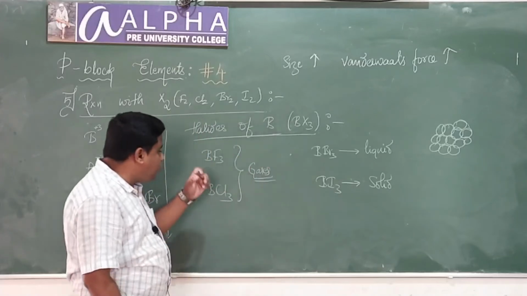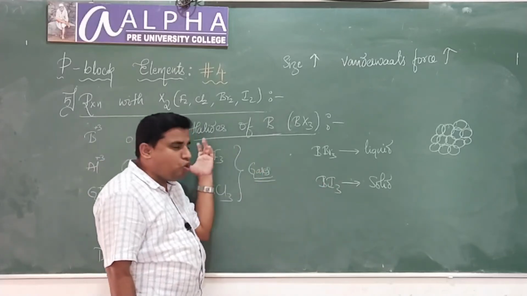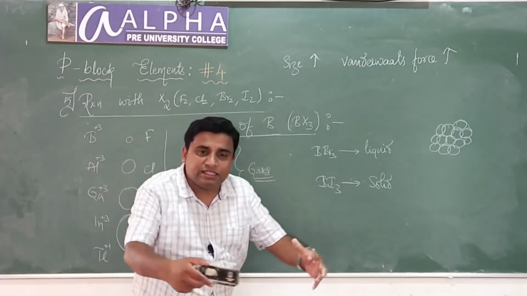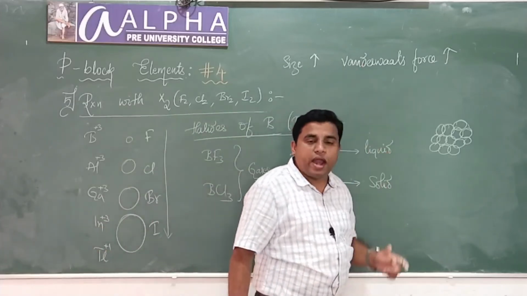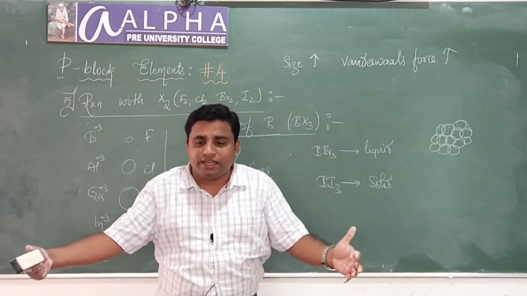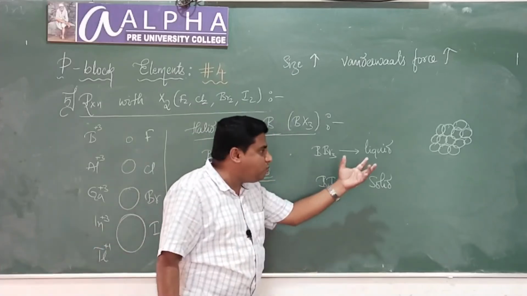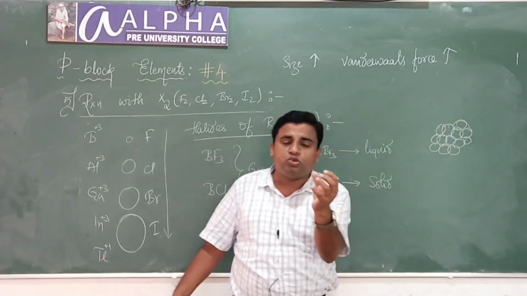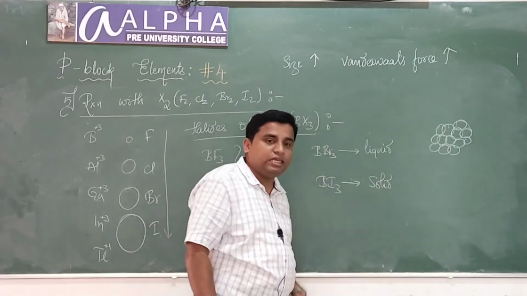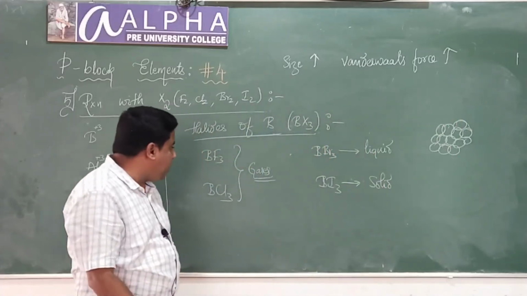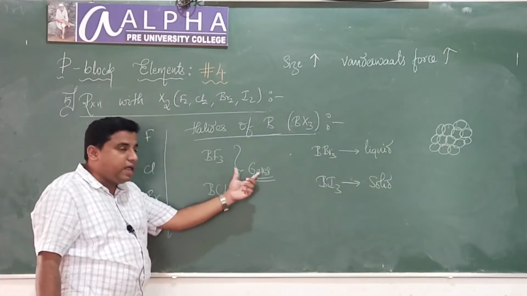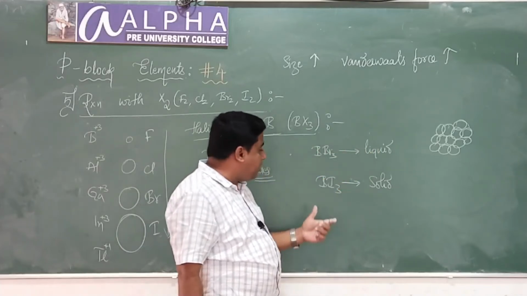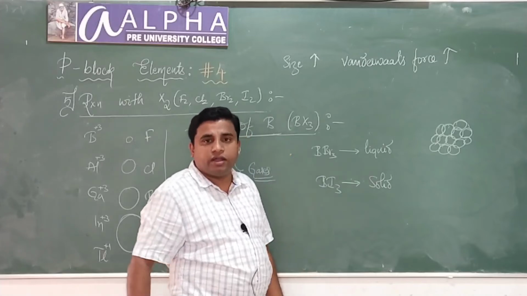So here also, as we go from fluorine to iodine, boron is common, no doubt in it. But as we go from fluorine to chlorine, size increases. As the size increases, van der Waals force increases. As the van der Waals force increases, all the boron triiodide molecules will come closer and closer. When all the molecules are close to each other, what do you call that state of matter? Solid. Understood? So that is why boron trifluoride and boron trichloride are gases, whereas boron tribromide is a liquid and boron triiodide is a solid.